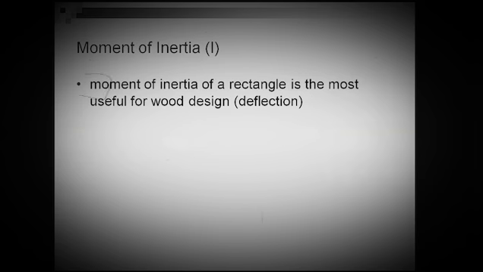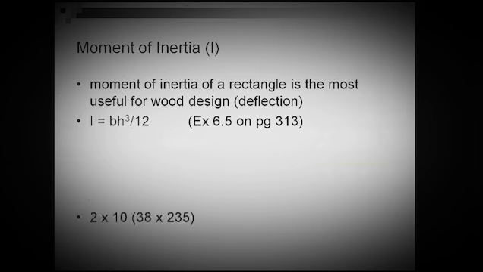Now, the moment of inertia of a rectangle is most useful for wood design and deflection, because if I were to look at a 2 by 10, it has the exact dimension of 38 millimeters by 235 millimeters. Yes, the last one is a ring. Oh, it's known as a tube, not a ring. It's basically a hollow circle.